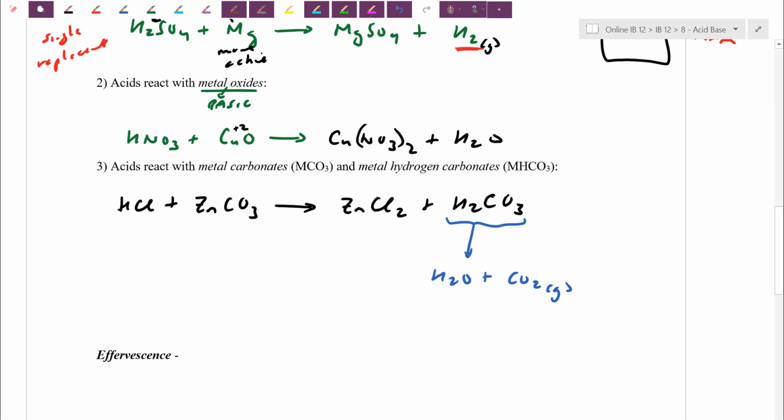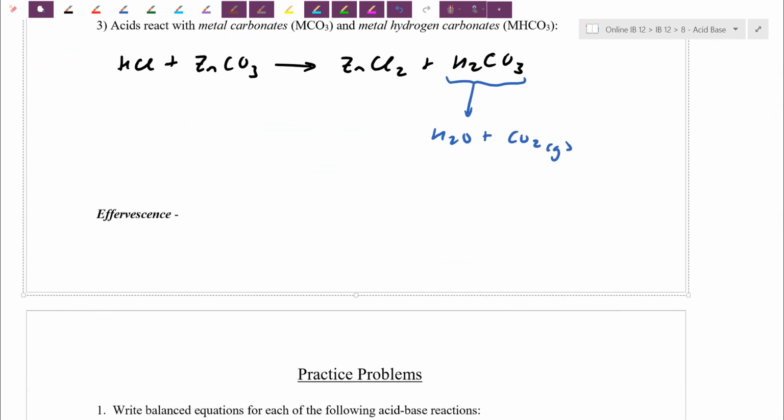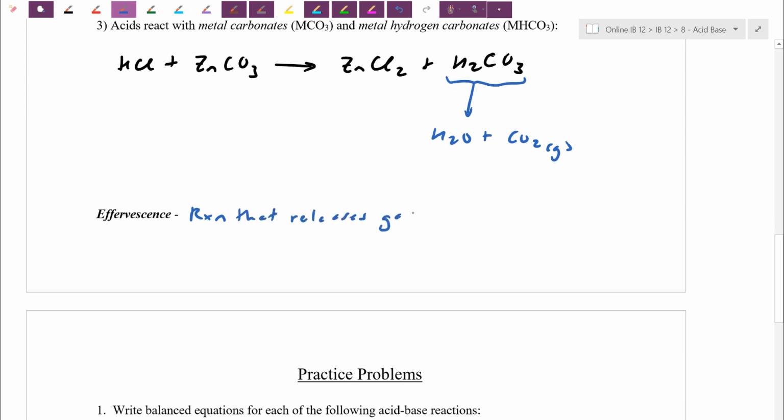So one other definition before we leave this here, effervescence. So in these cases here, they ended up releasing off gases. So something that is effervescent, something that is you can smell it right away. It's a reaction that releases gas to produce visible bubbles. So that is an effervescent species.